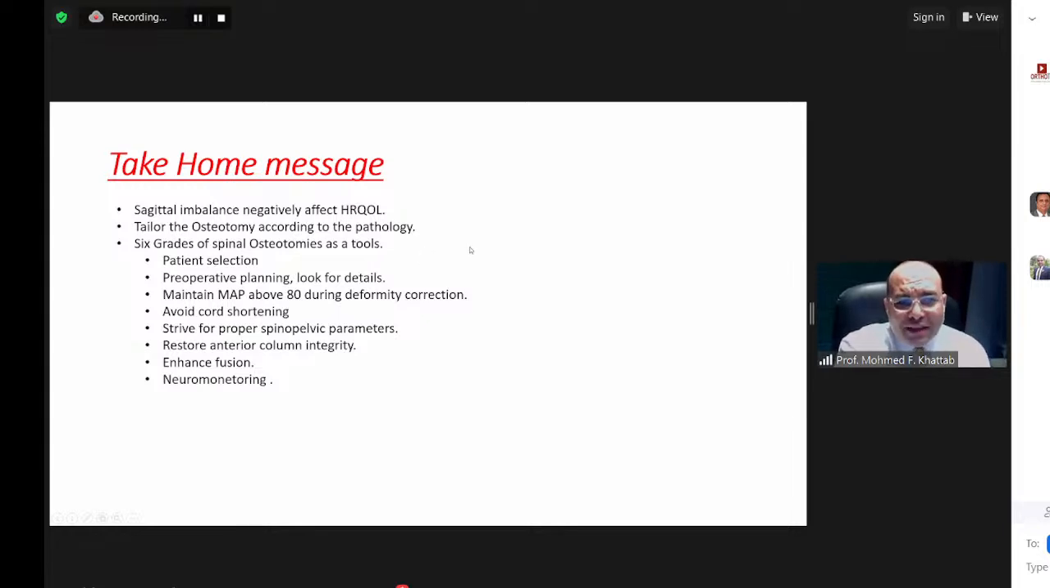But proper patient selection, proper preoperative planning, kindly look for details, maintain the mean arterial pressure above 80 during deformity correction, avoid cord shortening by anterior column integrity reconstruction, strive for proper spinopelvic parameters restoration, and of course, enhancing the fusion. And neuro monitoring is mandatory for such difficult cases.